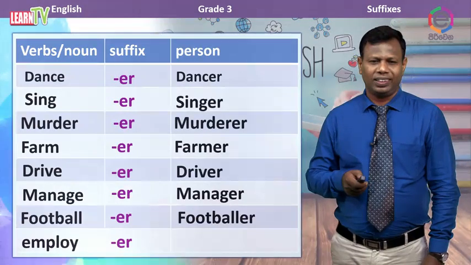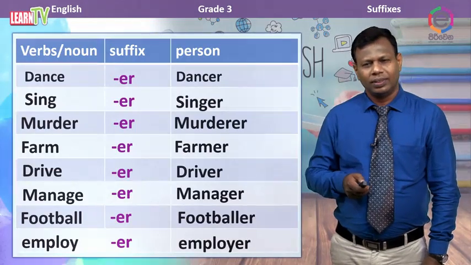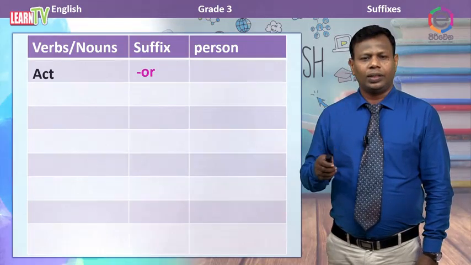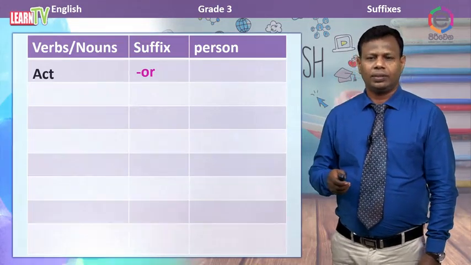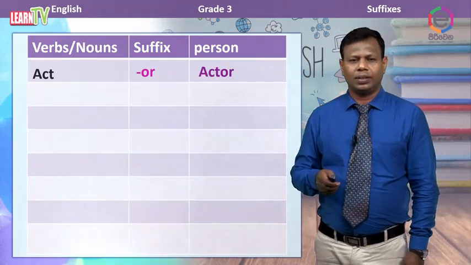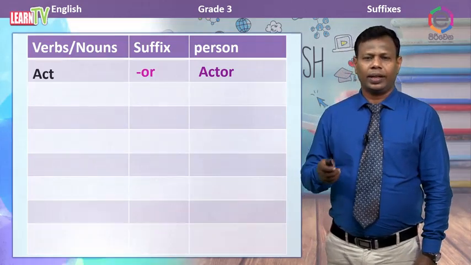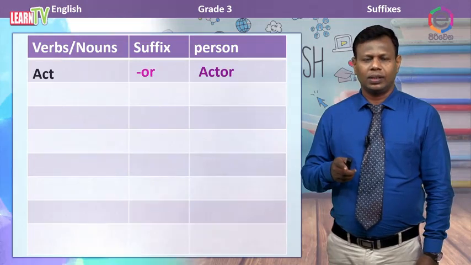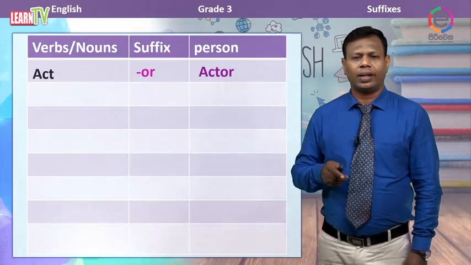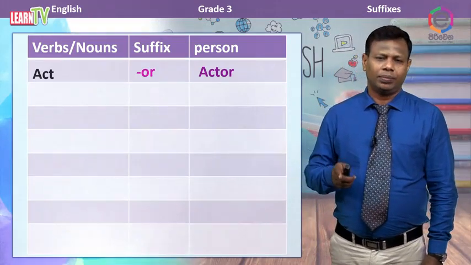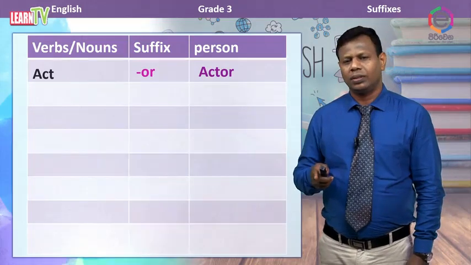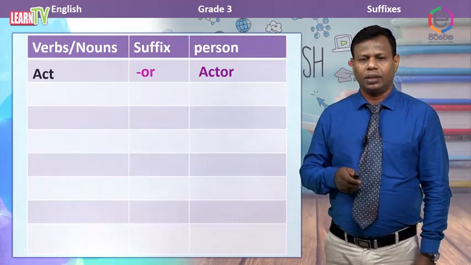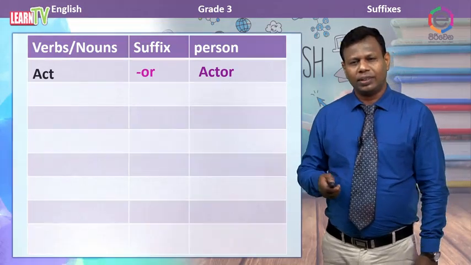Employ, ER, employer. Right. You can learn now another way how to make nouns for persons. Act, OR, actor. Act is a verb. OR is a suffix. With both act and OR, you can make a noun like this: actor. Act, OR, actor. Right. Let's make many more words now like that.